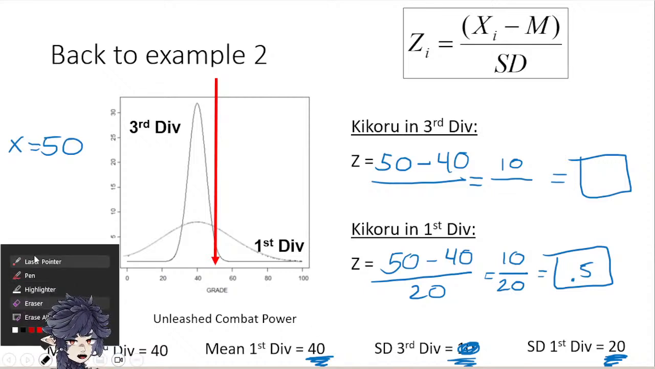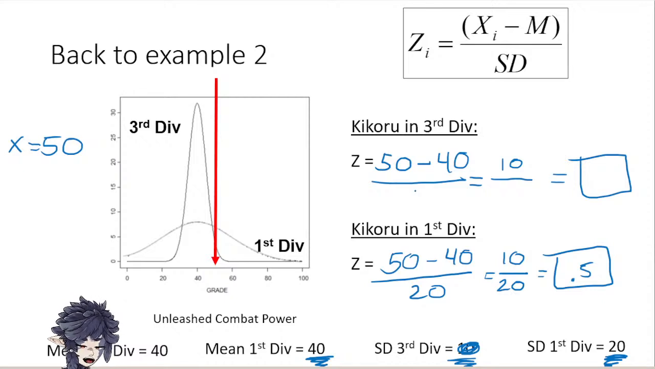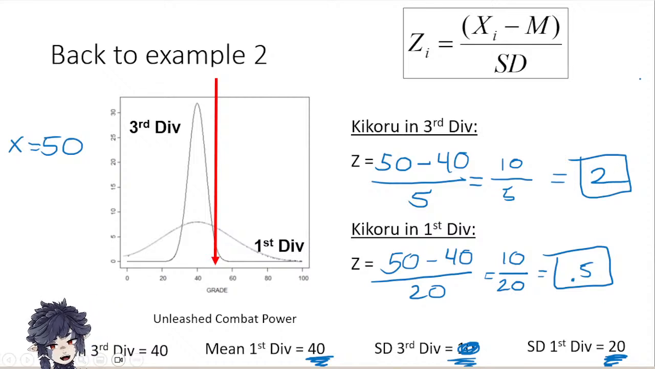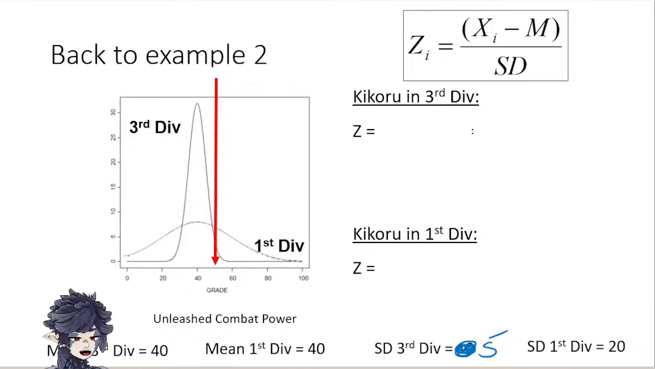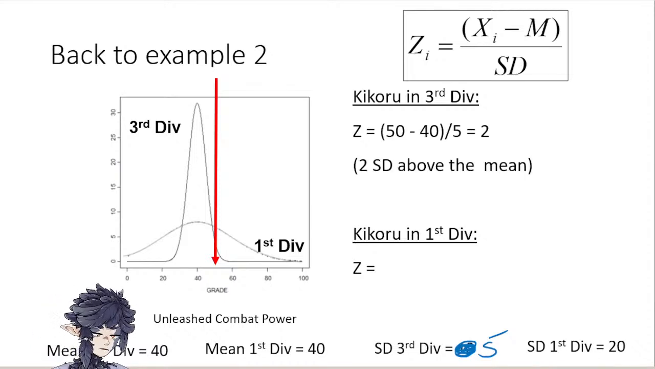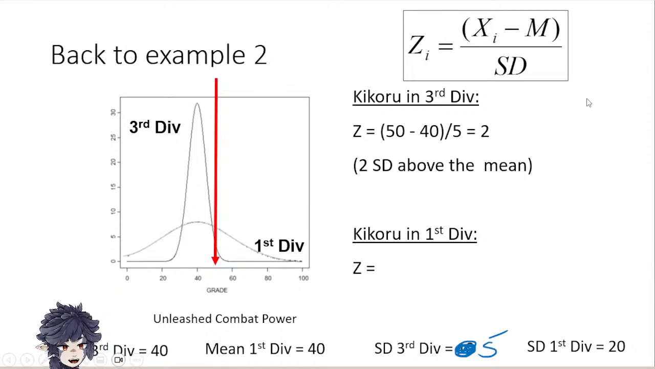The math is still pretty similar. You just do 50 minus 40 divided by the standard deviation of 5. 10 divided by 5 gives us a z-score of +2. She's 2 standard deviations above the mean. There we go. I'll fix that before I upload the slides. So she's 2 standard deviations above the mean in the third division in this case. That means she's 10 points above the mean, but because everybody is close to the mean, everybody in the third division is roughly around 40, give or take a few percentages. That's pretty impressive. She's stronger than most of the other people in her division.